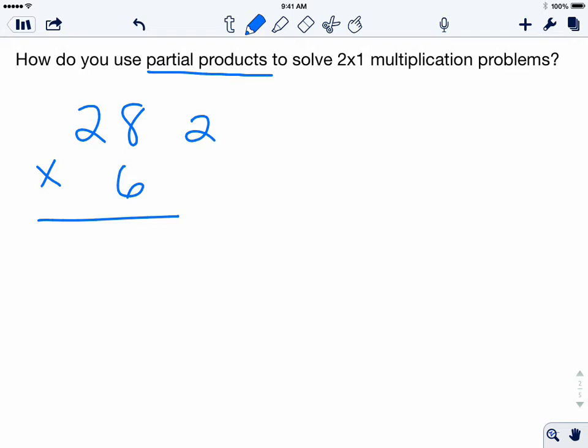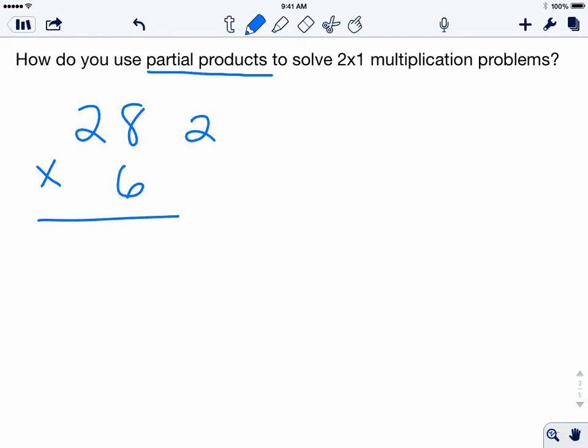But the other part that you're going to start to see again is place value. And place value with partial products is really important. So you really want to remember and dig deep in all that background knowledge about expanded form and the value of each of these digits.